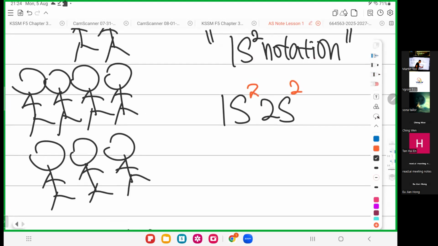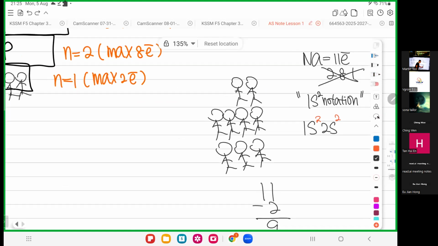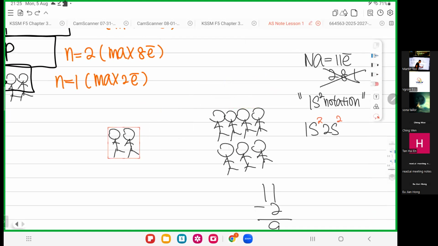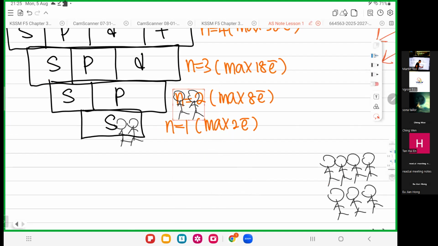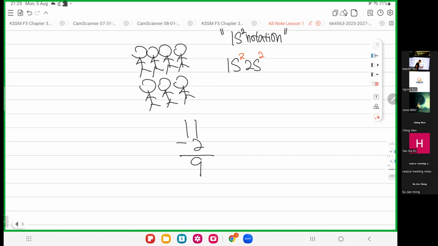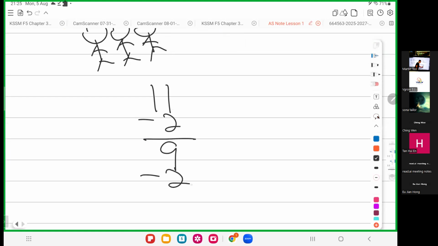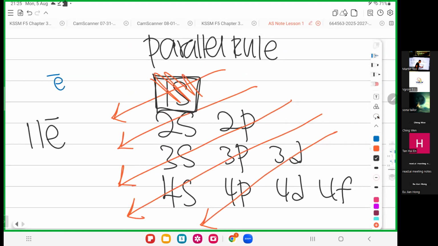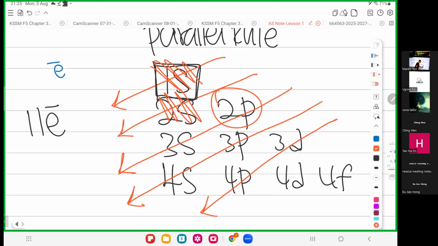Now we put another 2 persons in 2s. So another 2 persons go to the second floor s. Now you have 7 persons left, right? So let's continue. After 2s, where do they go? After 2s, they go for 2p, right? They go for 2p.